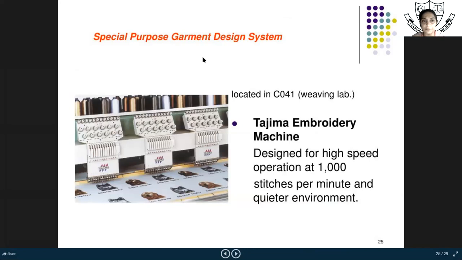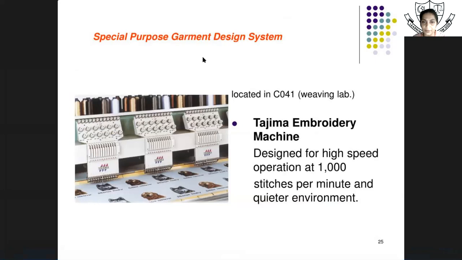Now, the special purpose in garment design is here, as you can see over here. This is an embroidery machine, a highly sophisticated embroidery machine, designed for high-speed operation of 1,000 stitches per minute and a quieter environment. So again, the embroidery pattern or the motif that you're going to do using this machine is completely computerized.